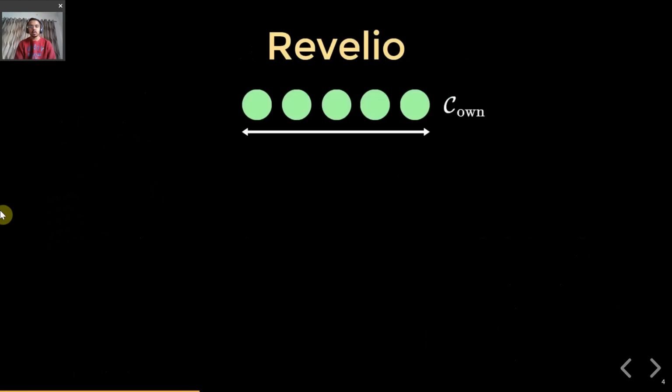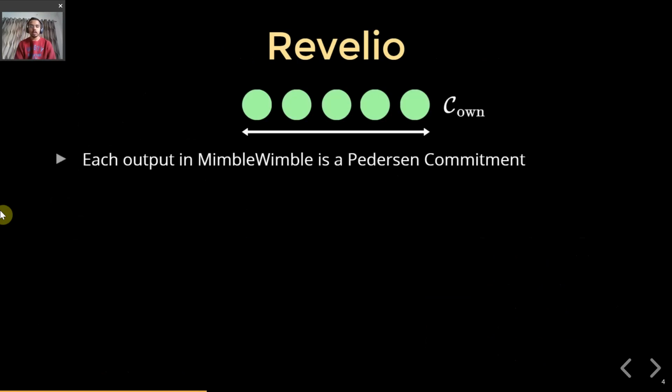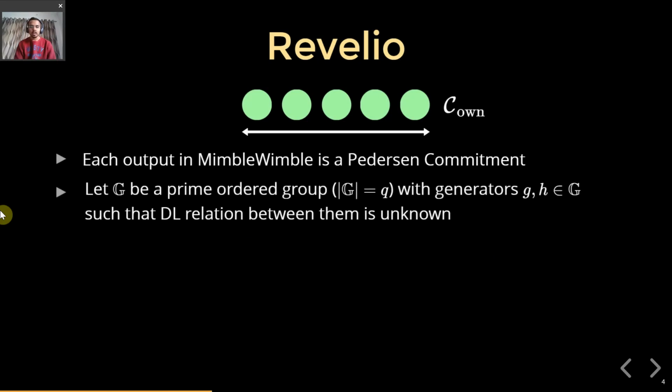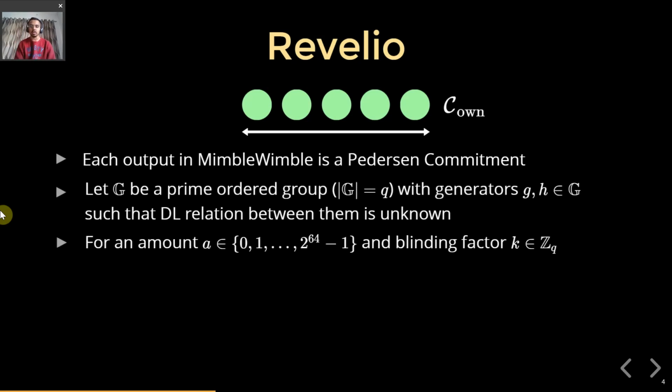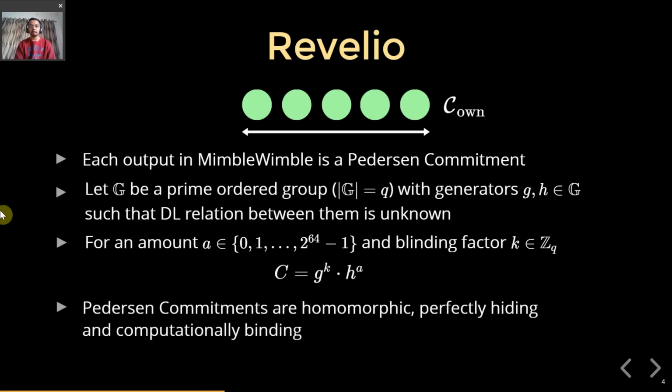Coming to Revelio, suppose an exchange owns some outputs in the MimbleWimble blockchain, and let's call this set C own. Each output in MimbleWimble is a Pedersen commitment. Let G be a prime ordered group where the order is Q and the generators G, H such that the discrete log relation between them is not known. So for an amount A, which is a 64-bit non-negative integer, and a blinding factor K, the output is defined as G power K times H power A.